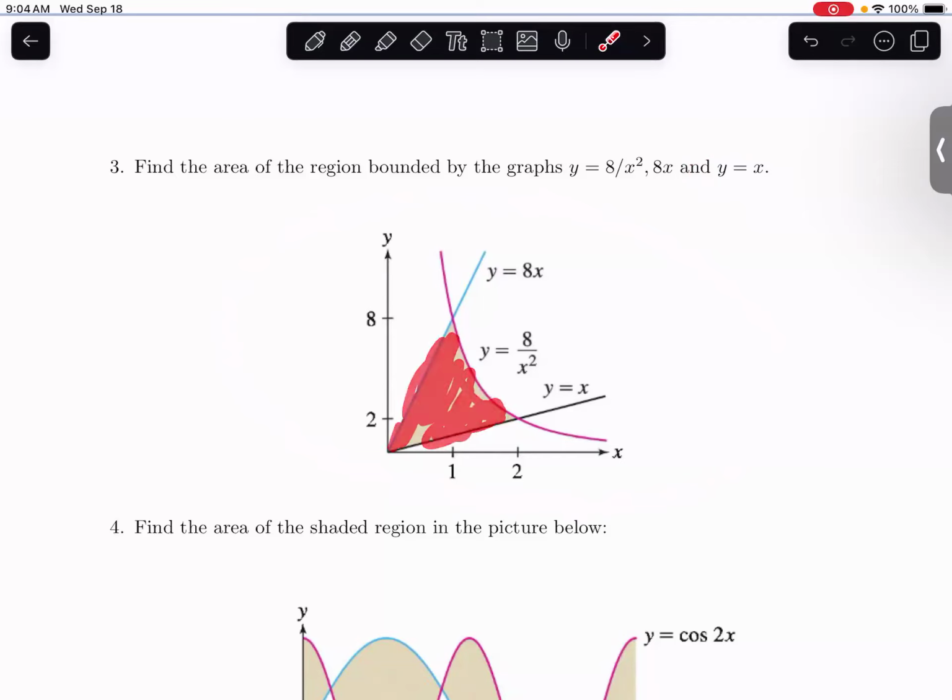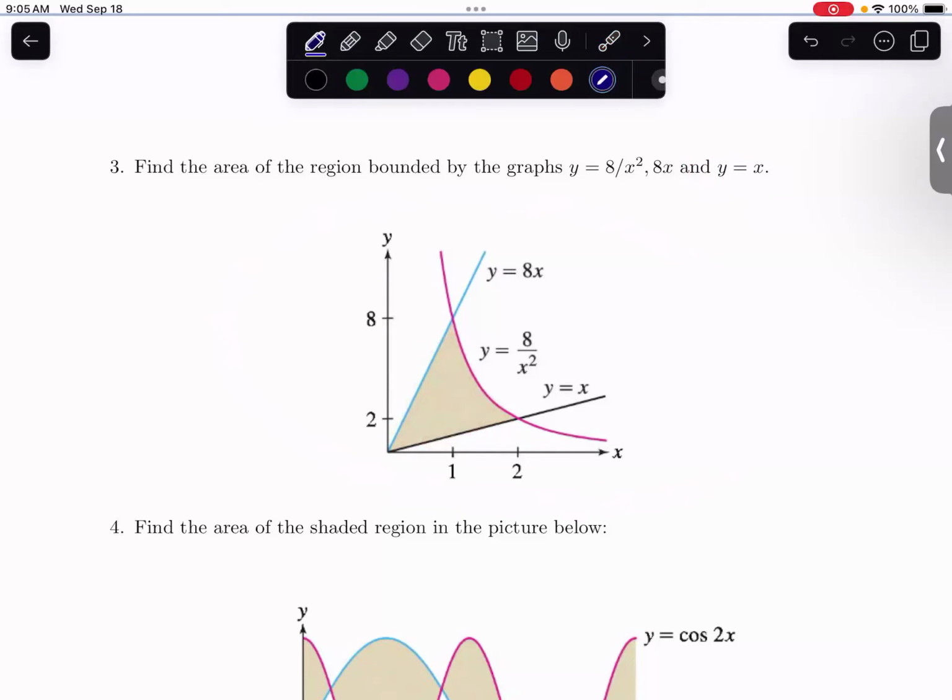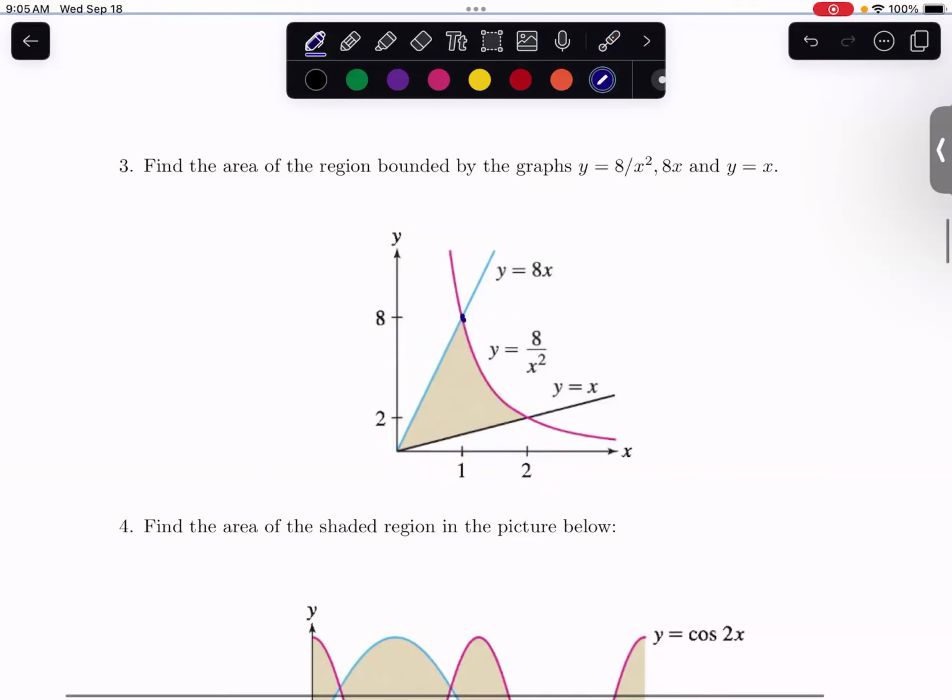This is one of those problems that has an extra step, or a twist, I suppose. Depending on where you're at in the domain, the upper bound of your function is going to be changing. On the part of the domain from 0 to 1, the upper bound is given by 8x. On the interval from 1 to 2, the upper bound is given by 8 over x squared. So we'll divide this region into two smaller regions.